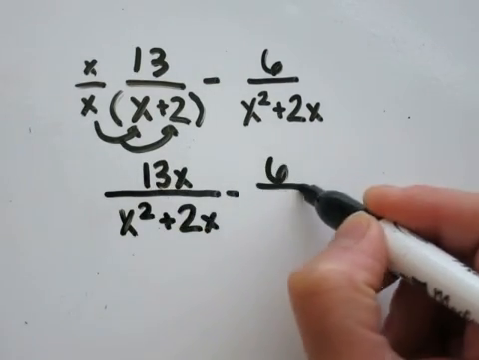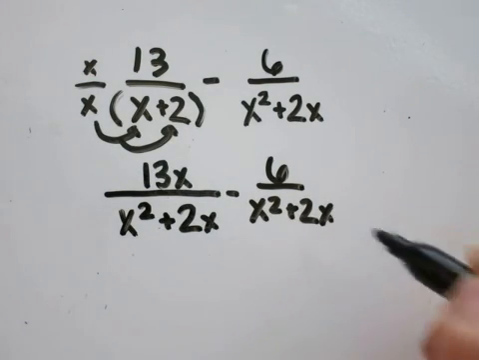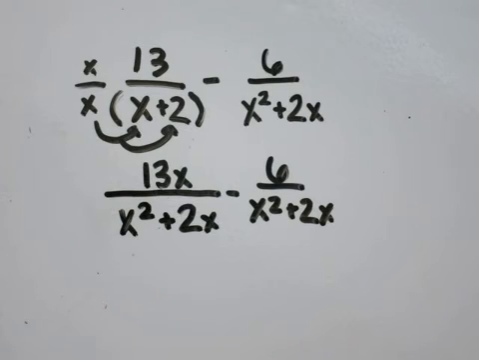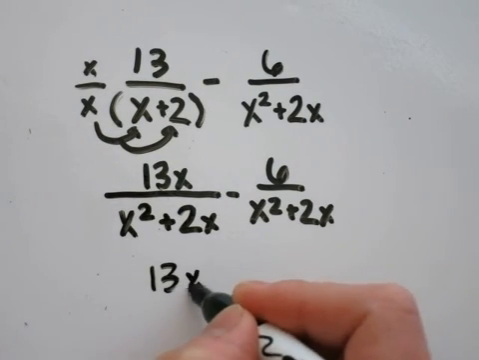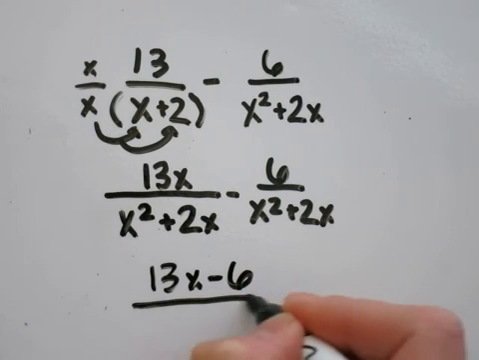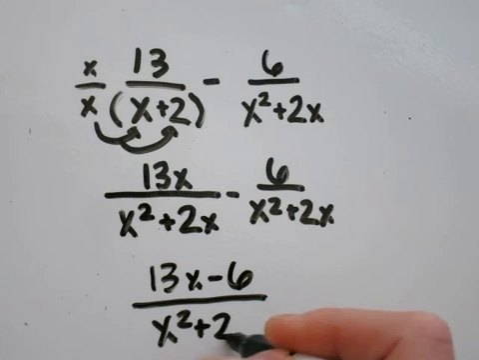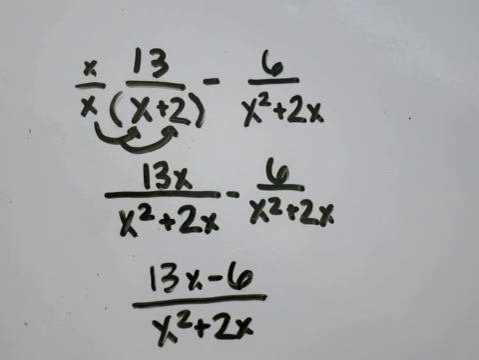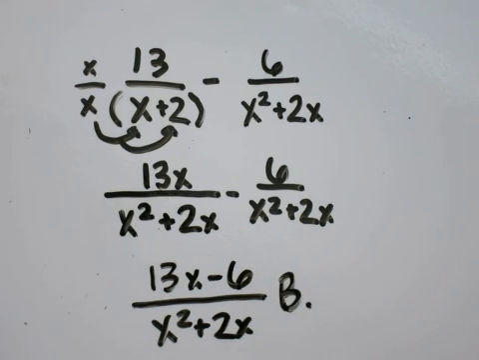This side remains the same, and I do have that common denominator, so I can go ahead and rewrite it as 13x minus 6 over x squared plus 2x. That's my final answer. And looking at the selections they give you, this is the same as letter B.